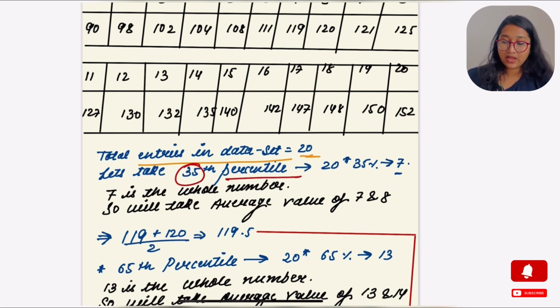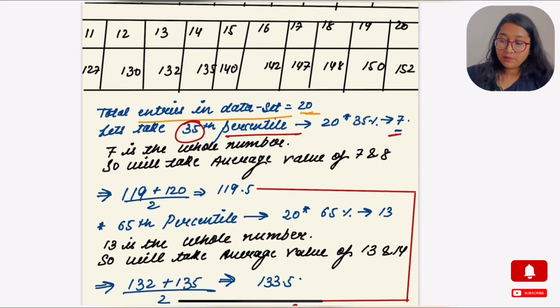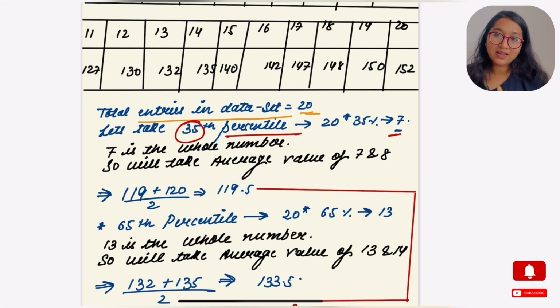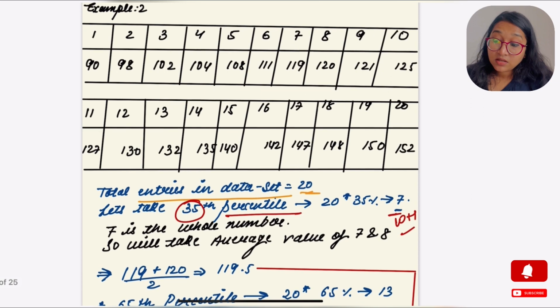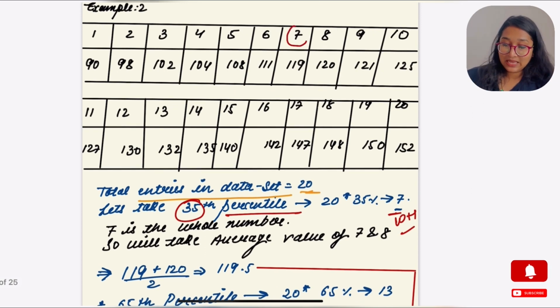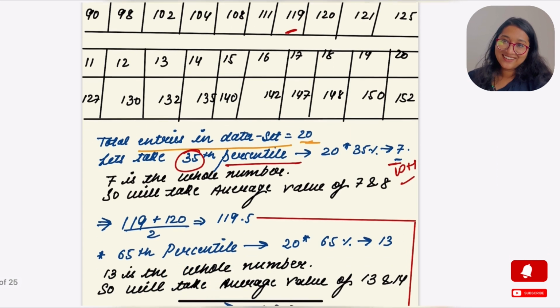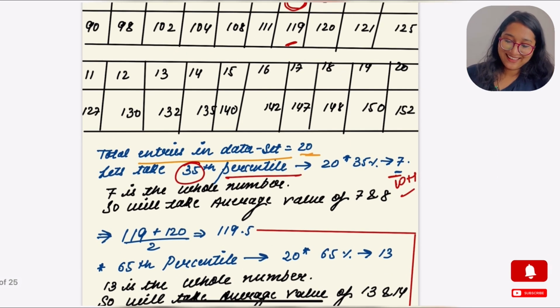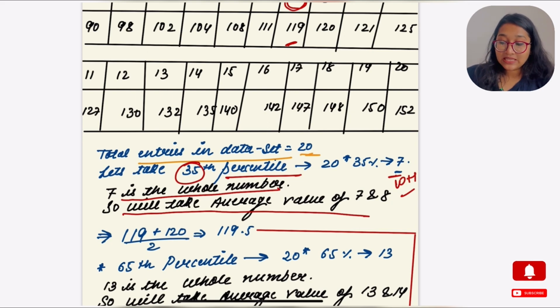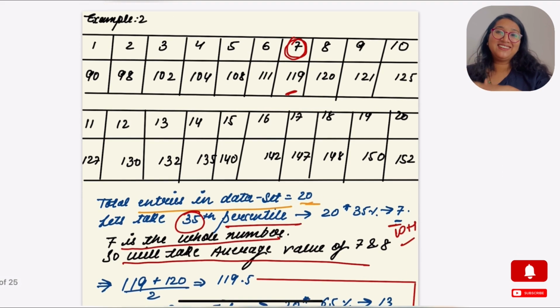Is this clear? We have to take the 35 percentile, which is 7. This is a whole number, not coming in decimal form. Now what do we do? Let's say this is the 7th number. Do you think my range is going to start from 119? No. Since 7 is a whole number, we'll take the average value of the 7th and 8th.